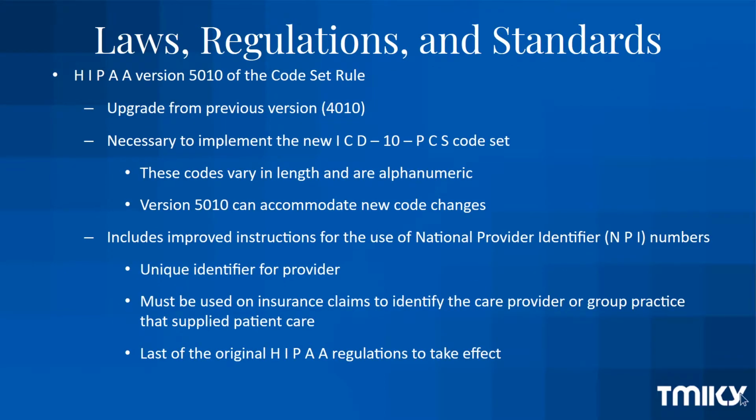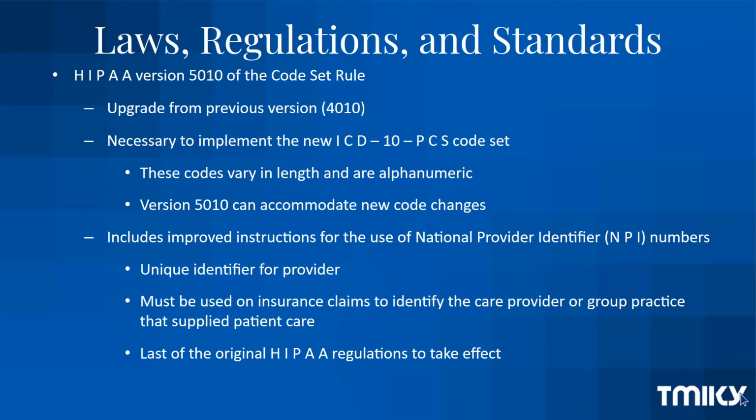On January 1st, 2012, HIPAA version 5010 of the Code Set Rules went into effect as a part of the Electronic Transaction Standards of HIPAA. This was an upgrade of the previous version, 4010. This was a necessary change in order to implement the new ICD-10-PCS code set. These codes vary in length and are alphanumeric.